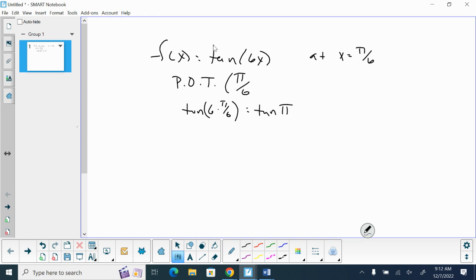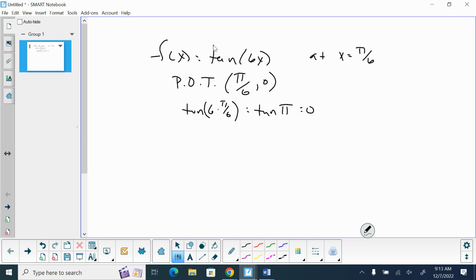And pi is a degree measure of what? 180. So in a degree mode, I can take the tangent of 180. In a radian mode, I can take the tangent of pi. Does not matter which one you do. You just need to make sure you're in the correct mode for what you're dealing with here. If you take the tangent of pi, you need to make sure you're in radian mode. Either case, you should get a value of 0. So our point of tangency is pi over 6, comma 0.